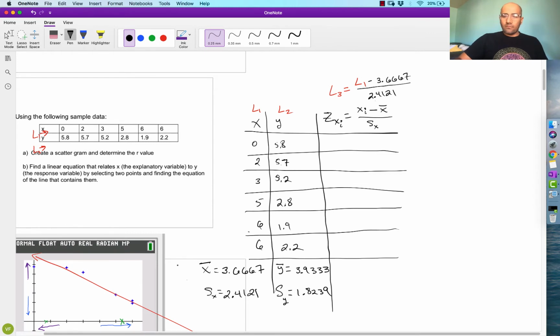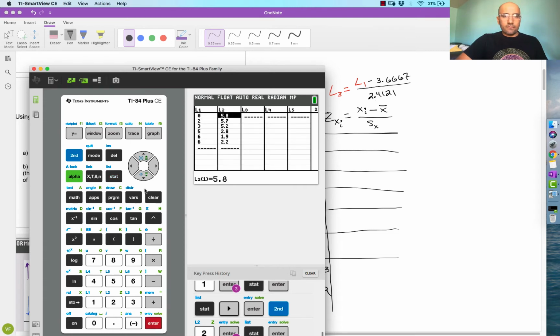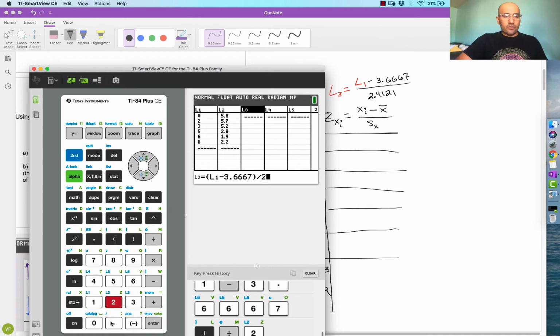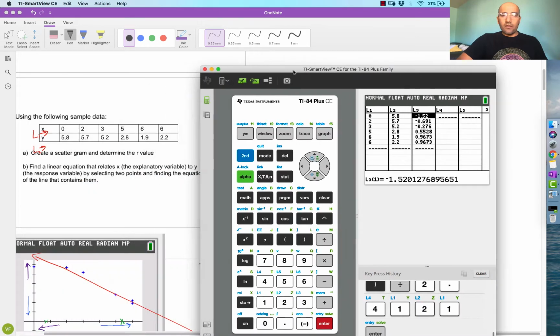Okay, so now let's go over to my calculator. Stat, edit, list 3 is going to be equal to parentheses L1 minus 3.6667, divided by 2.4121. Enter, and there we go. That's all the values I need. So I can copy those onto here.